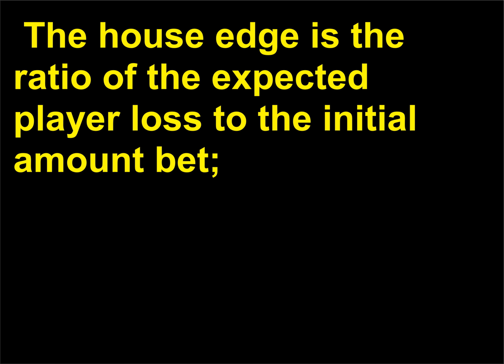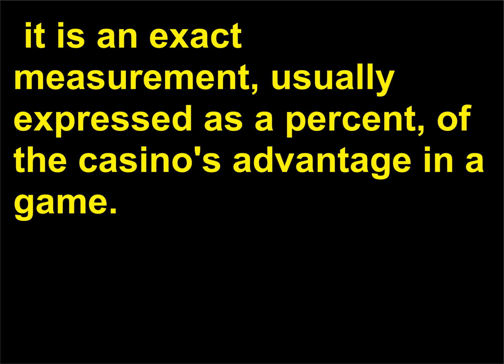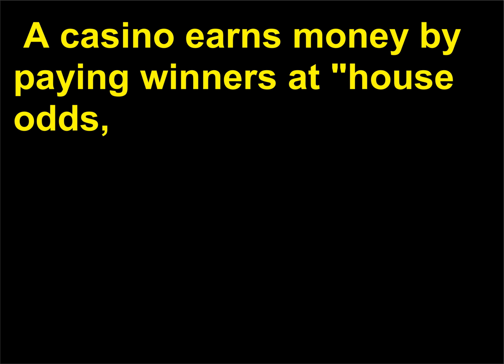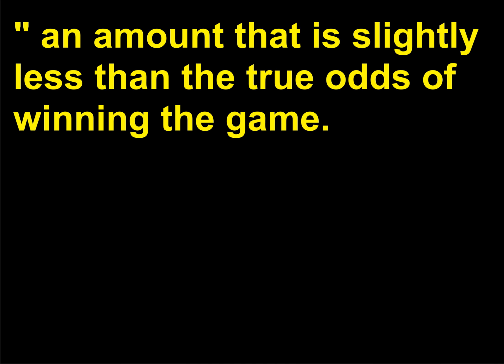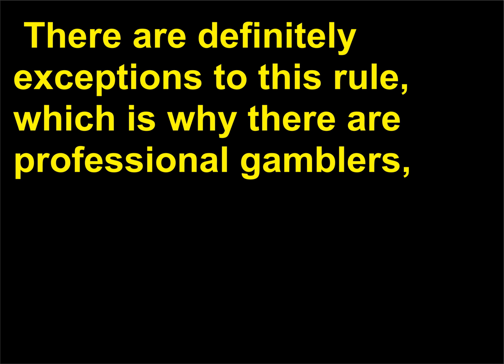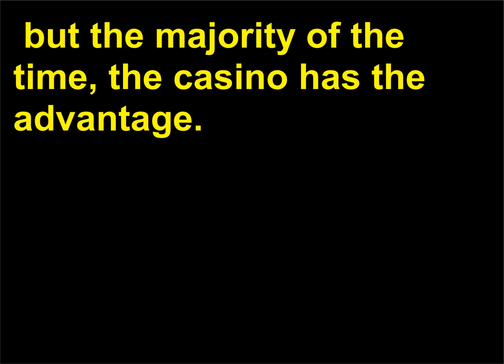The house edge is the ratio of the expected player loss to the initial amount bet. It is an exact measurement, usually expressed as a percent, of the casino's advantage in a game. A casino earns money by paying winners at house odds, an amount that is slightly less than the true odds of winning the game. There are definitely exceptions to this rule, which is why there are professional gamblers. But the majority of the time, the casino has the advantage.